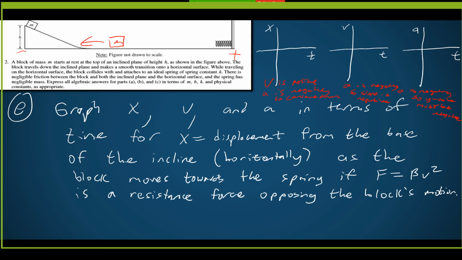Okay. So if v is positive, that means the slope of x is greater than 0. So my graph should be moving upward. V is greater than 0, so y values are positive for the middle graph.